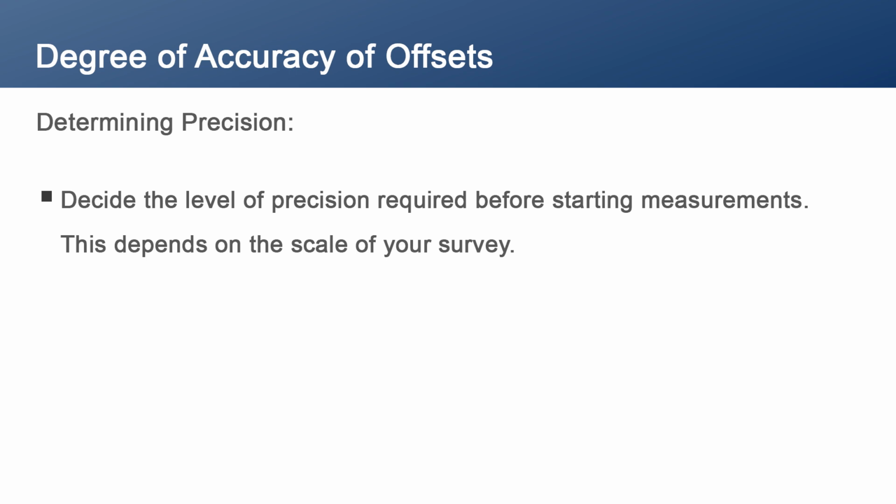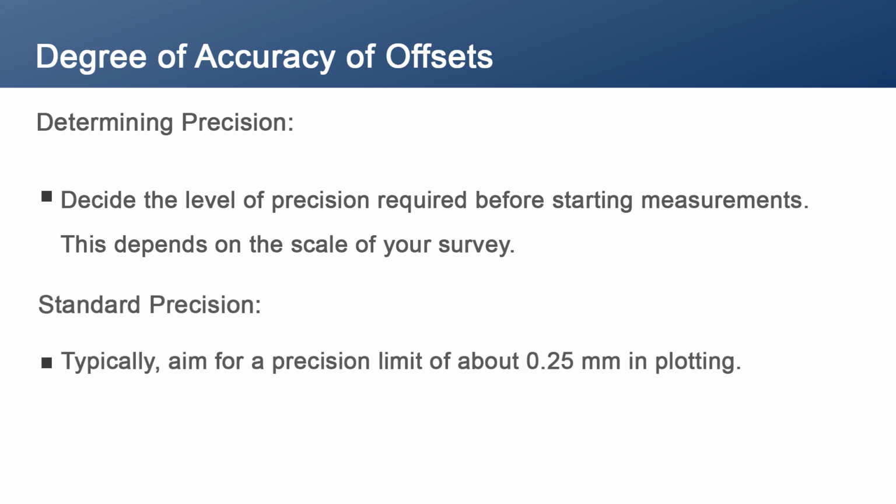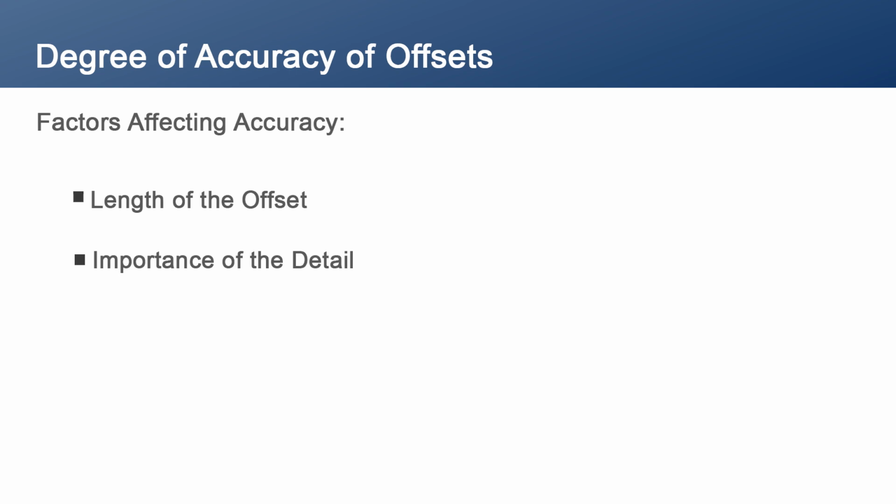Before you start measuring, you need to decide how precise you need to be. This precision depends mainly on the scale of your survey. Generally, you want to keep the limit of precision in plotting to about 0.25 mm. How accurately you take your offset will depend on their length and how important the details are.